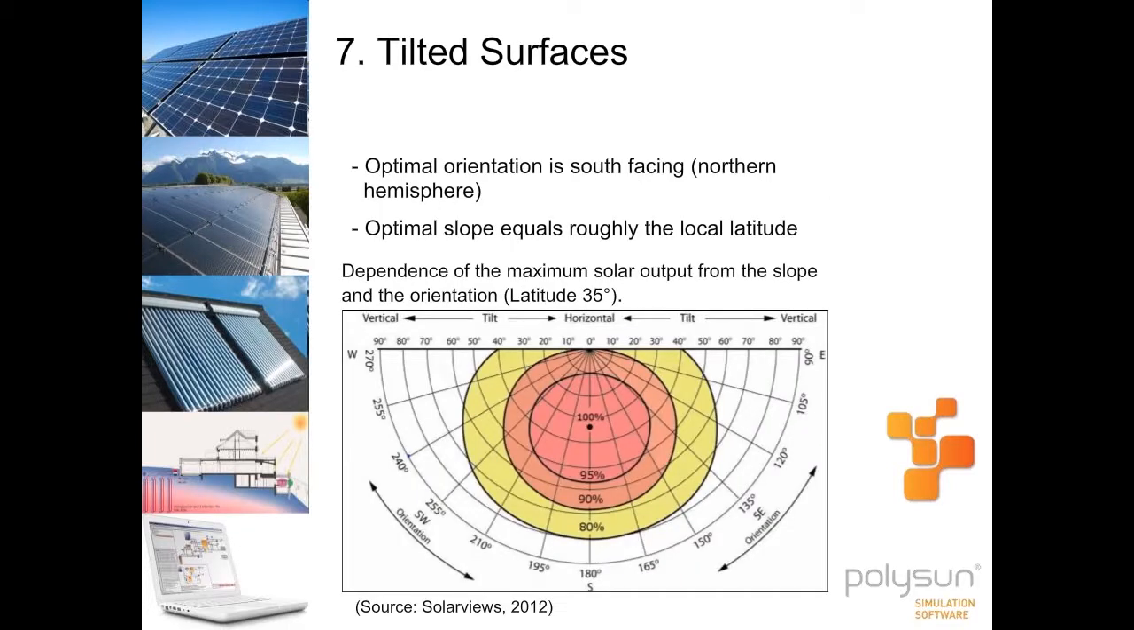To optimize the orientation and slope for a collector, it is necessary to know the latitude. On the northern hemisphere the collector should be installed south-facing and for the southern hemisphere north-facing. A rule of thumb is to use the latitude as slope angle. On the figure on the slide you can see the influence of tilt and the orientation on the maximal solar output for latitude 35.